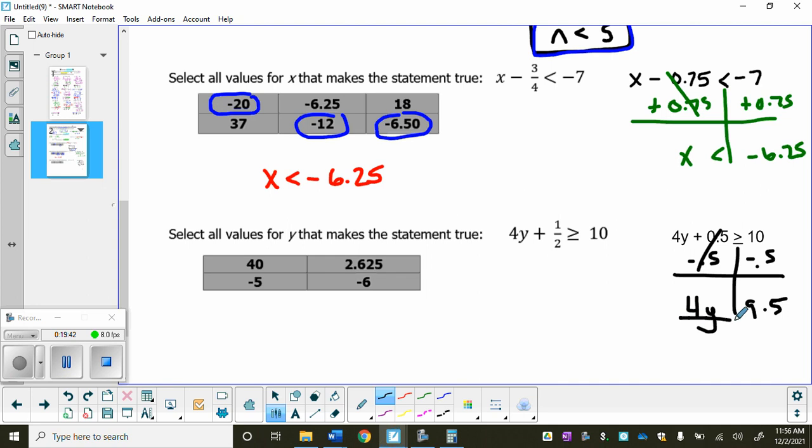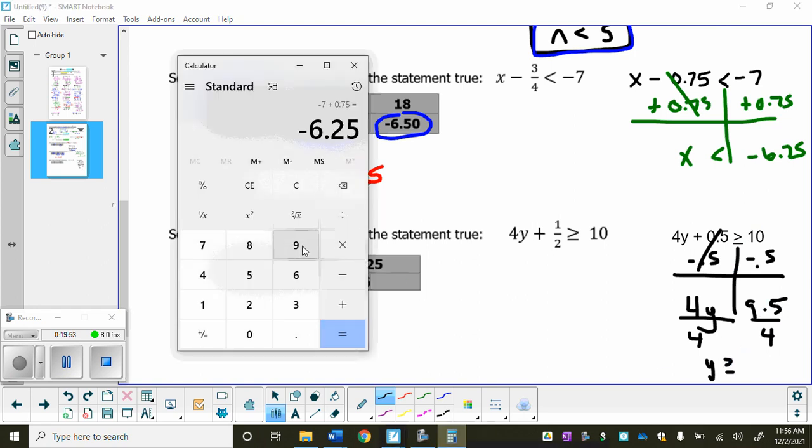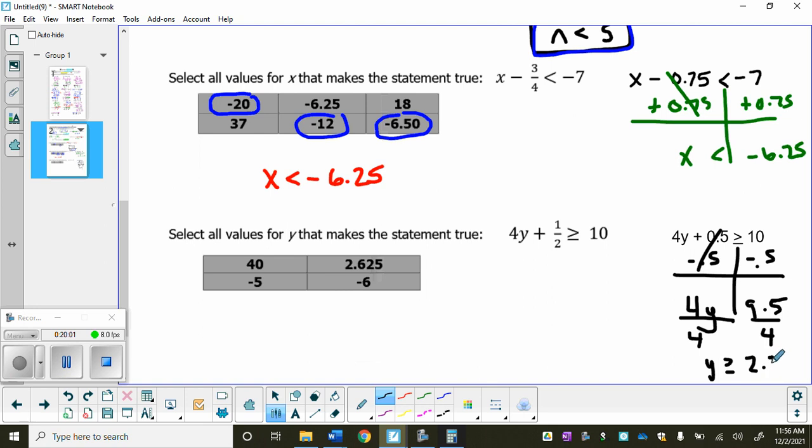My coefficient here is a 4. It's not a negative number, so I don't need to flip anything. So I'm just going to leave this symbol here. We've got a greater than or equal to. And now let's use our calculator to do a 9.5 here, and we're going to divide that by a 4. So 2.375. We want anything that's bigger than 2.375 or equal to.